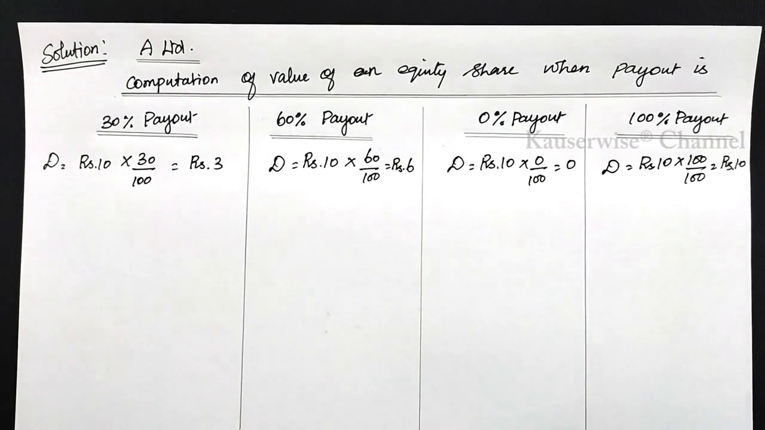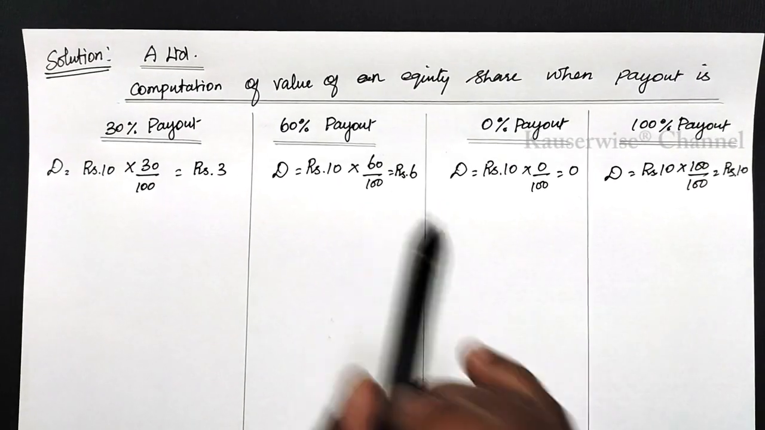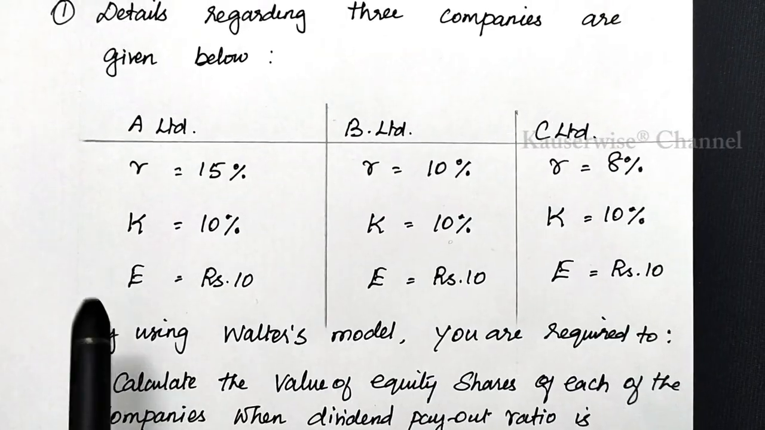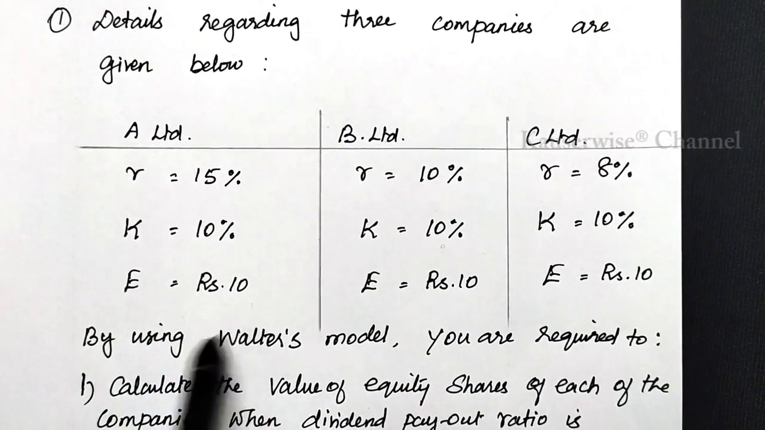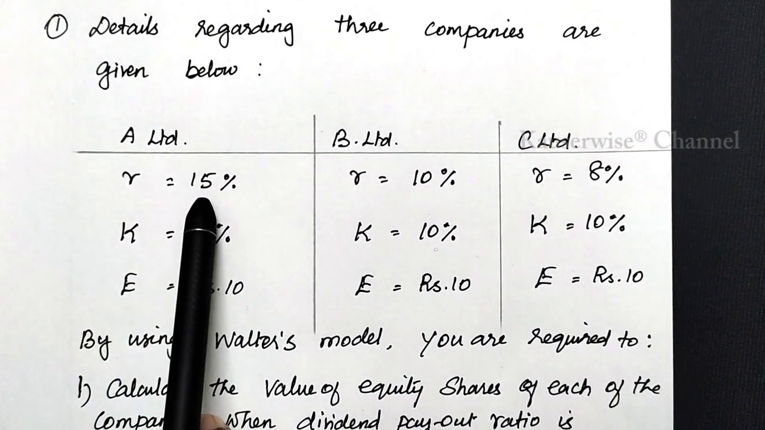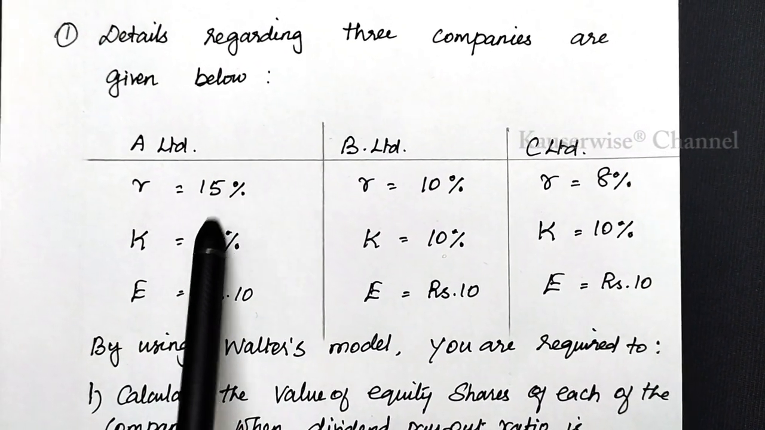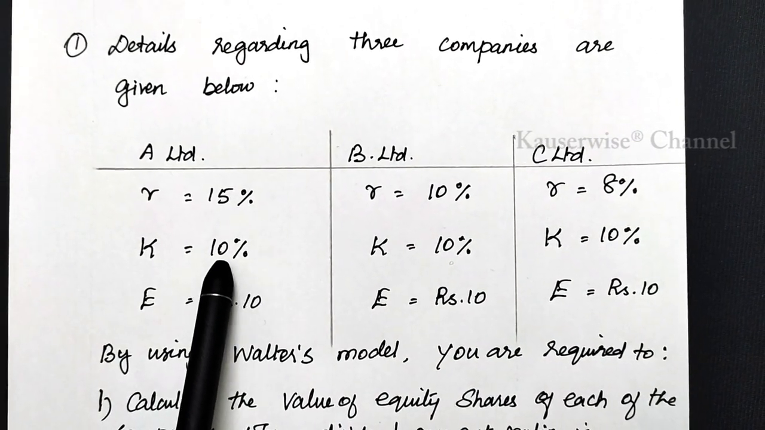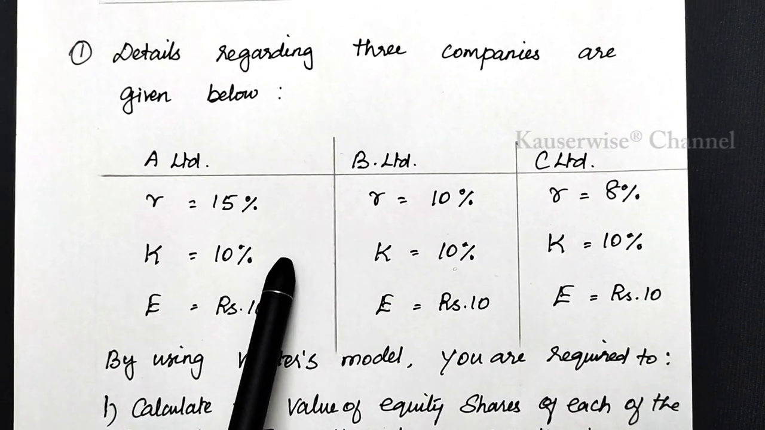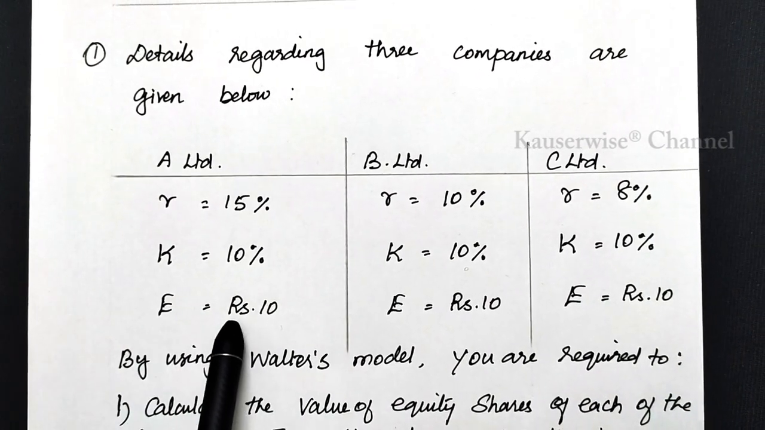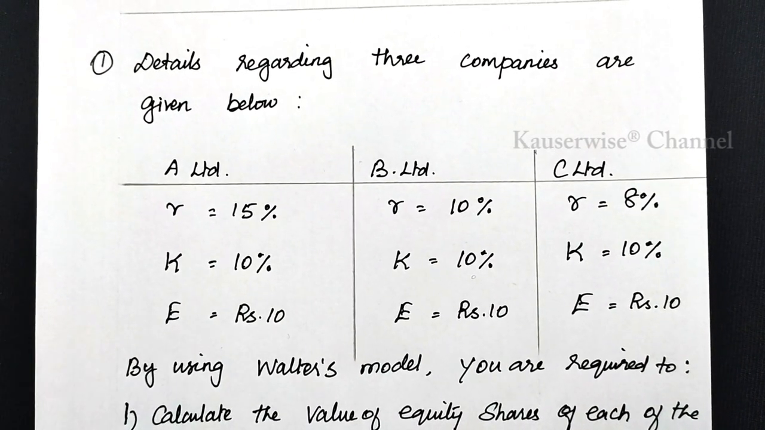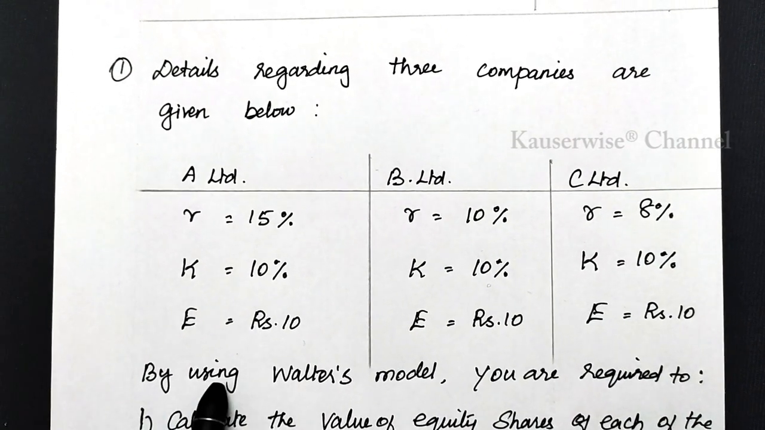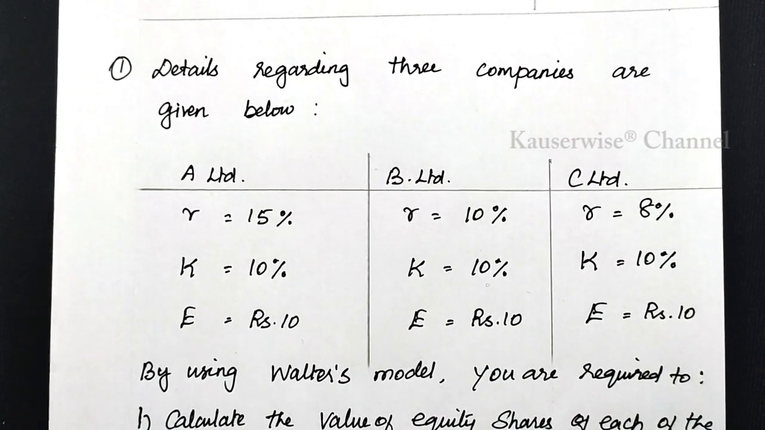Now we can simply substitute in the formula to find out the value of an equity share according to the four different options. Look at the problem. For A Limited, they have given everything. R is equal to 15%, that is 15 by 100, 0.15. K is equal to 10%, that is 10 by 100, you will get 0.10. And E is 10 rupees. Now simply substitute in the formula. The D value we just calculated.